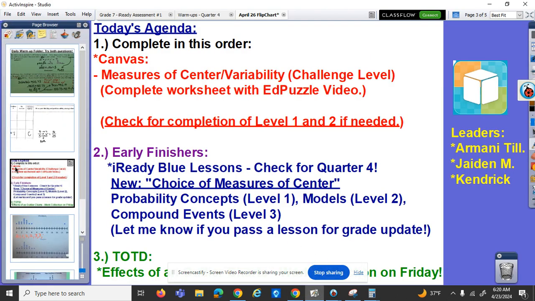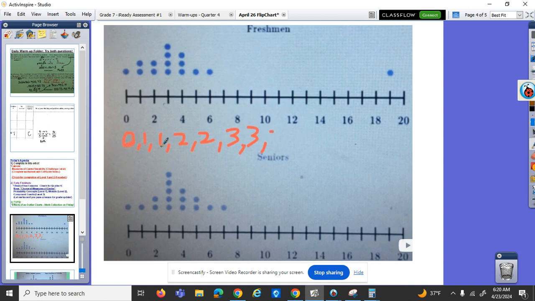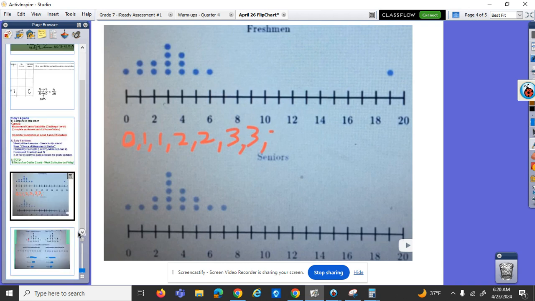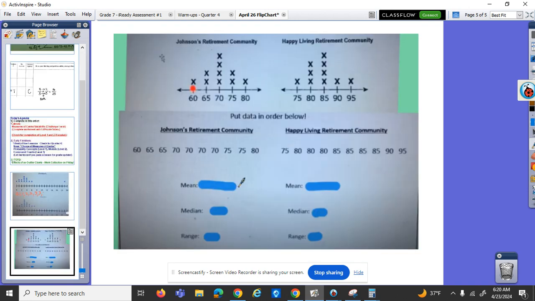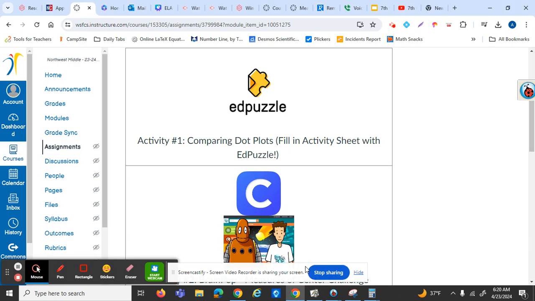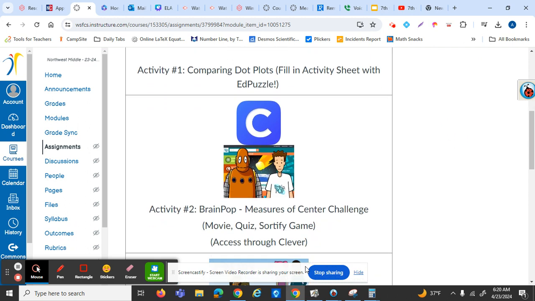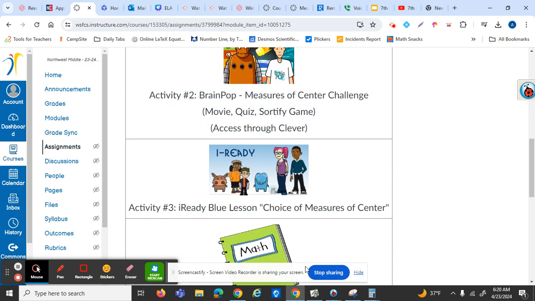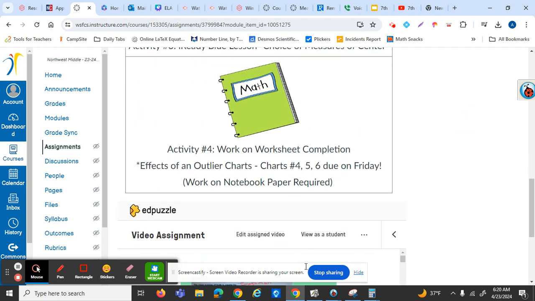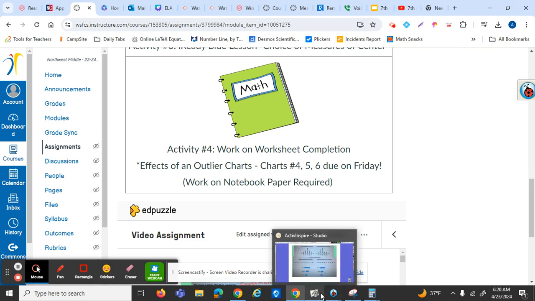It should look something like this. As you fill in the Ed puzzle, you should be writing under these dot plots, and then on the back of the page, you're going to see some spaces for mean, median, and range. So make sure that both sides of the worksheet get filled in. You also have a brain pop challenge that includes a movie, a quiz, and a game. You've got your iReady lesson of the week. And remember, the effects of outlier charts are due tomorrow, including your notebook paper, unless you've already turned it in.